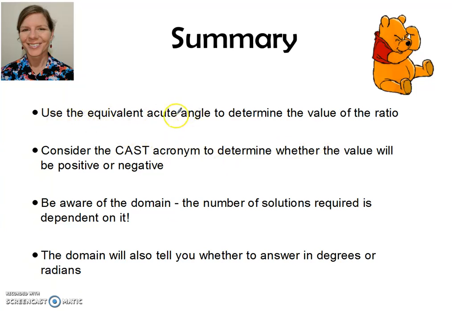So use the equivalent acute angle to determine the value of the ratio. You might need to rearrange the equation first. Consider the CAST acronym to determine whether it's going to be positive or negative. So this is where your sketching comes in handy. I know I say this a lot, but it really makes your life a lot easier if you draw diagrams. If you're given a negative cos value, for example, you know that's going to be over here somewhere. That's negative cos. So just get used to sketching those and it'll make your life so much easier.